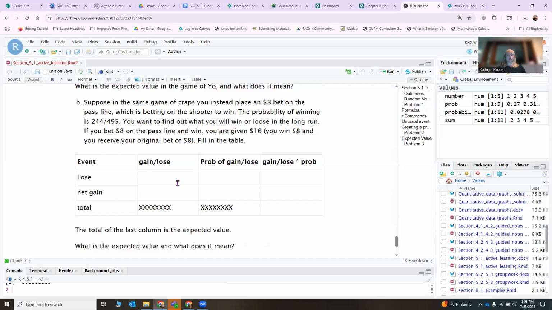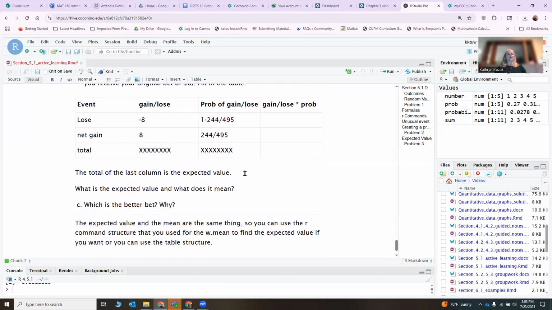If you lose, you had to pay that $8, so that $8 went away from you. Your probability of losing is 1 minus your probability of winning. If you win, you actually only gain $8, and your probability of winning is 244 out of 495.